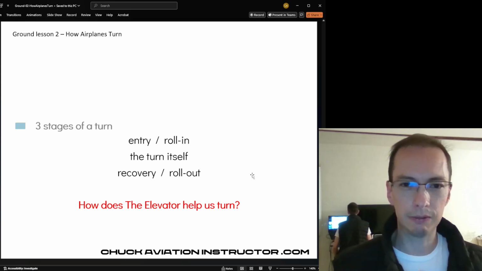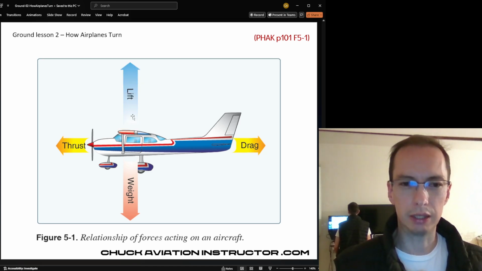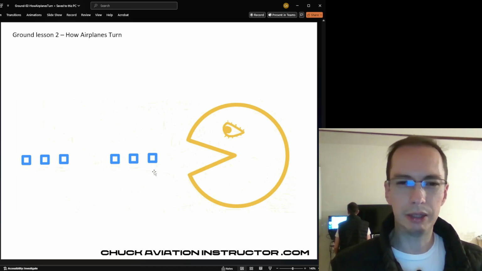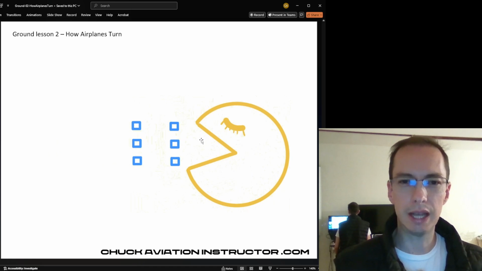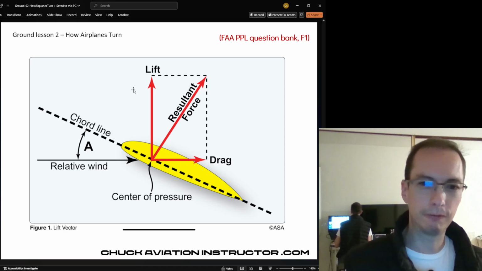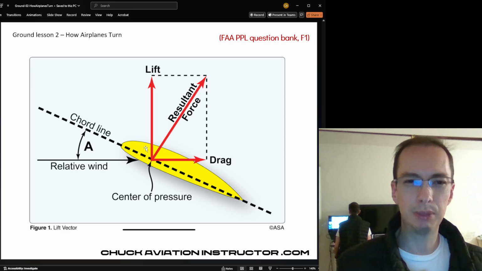Throughout the turn itself, that's the part when the airplane loses most of its altitude. So the elevator is going to help you restore that lift. But the use of the elevator is not free. What the elevator does is it opens Pac-Man's mouth, it increases your angle of attack, and in that way it produces more lift. But remember, there are 5 variables that produce lift, 2 of which you directly control with the elevator. One is the angle of attack, the other one is the speed at which your wing bites the relative wind.